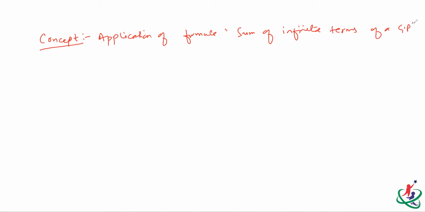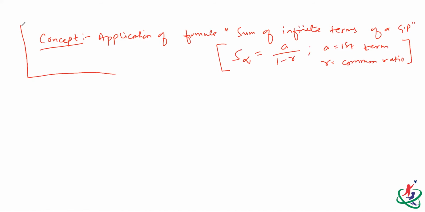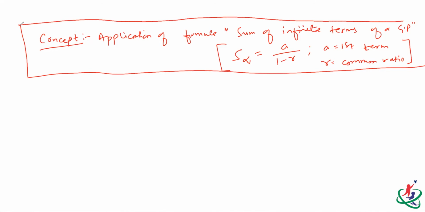GP is geometric progression. You must have studied geometric progression. So we are going to learn here the formula: the sum of infinite terms is given as a upon 1 minus r, where a equals the first term and r is the common ratio, right? So we are going to apply this formula and solve a very crispy, interesting question which is very important for exams like IPM, IIM Indore, CAT, GMAT, all these exams, right?